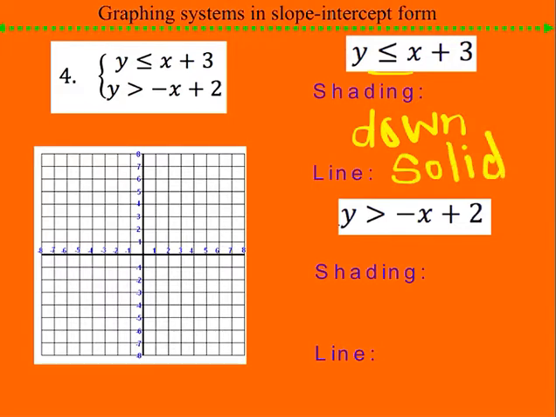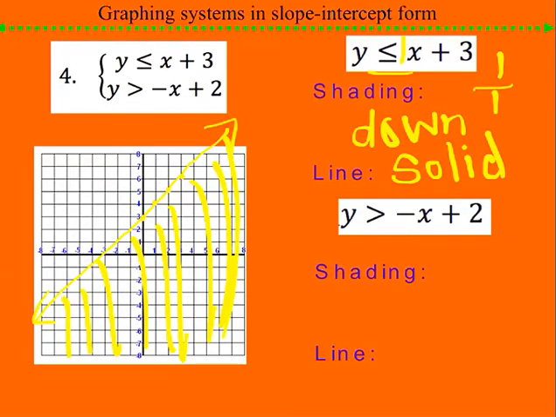So we're crossing the y-axis at 3, and then my slope is 1, which is the same as 1 over 1. So I'm going up 1 over 1, up 1 over 1, up 1 over 1. So then we're going to go ahead and shade that in. So then we're going down from that line, okay?